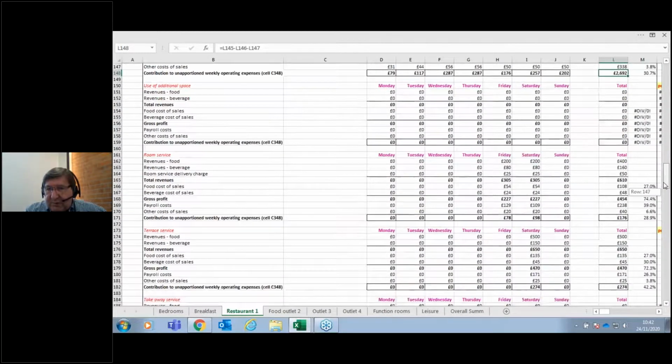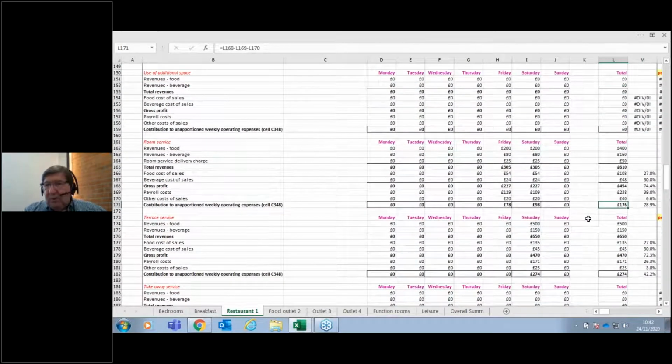Oops, just jumped down a wee bit too quickly there. Room service, same idea. For dinner, we made £176. And for the terrace service, we made £200. So they're all making a decent contribution towards the fixed cost. So they all work for us in that particular example.